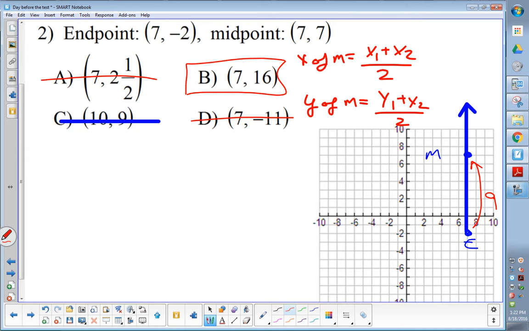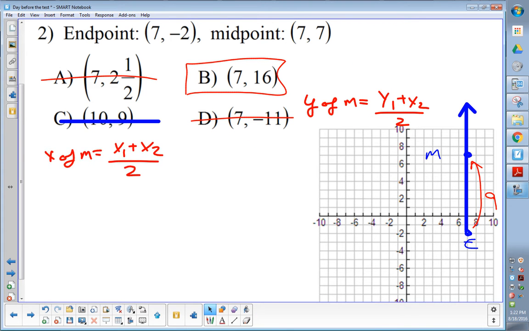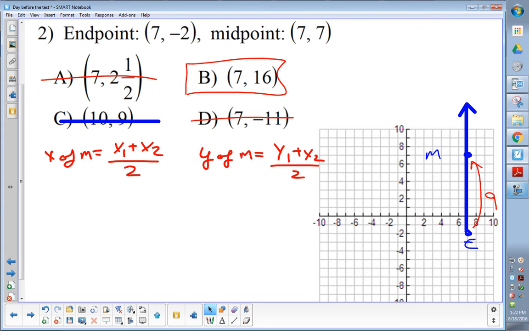Okay, let's do it the algebraic way, because not very many people are using the graphs. The graphs are good, though. To do it the other way, we're using these formulas. The x of the midpoint is equal to that. The y of the midpoint is equal to that.